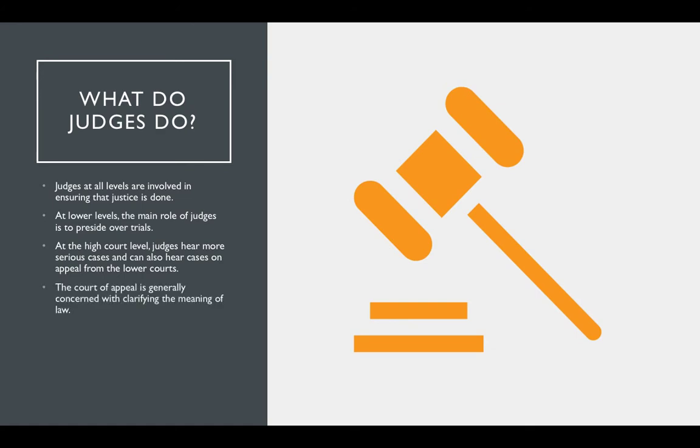The Court of Appeal is generally concerned with clarifying the meaning of law. And the Supreme Court hears appeals from lower courts, but only deals with matters of law on a national level. The Supreme Court generally picks cases that will be deemed to have a relatively significant constitutional consequence and not just affect a very, very small minority of the country.